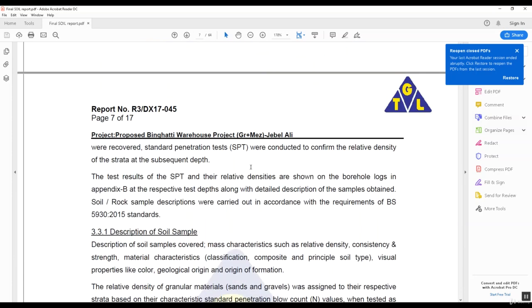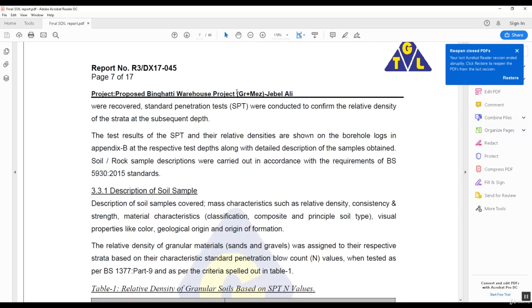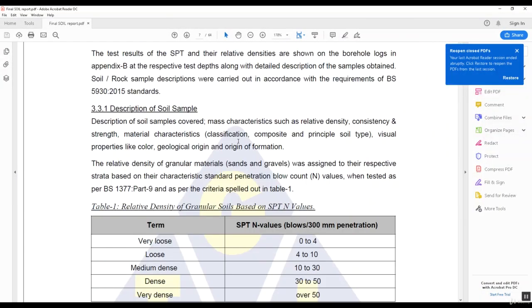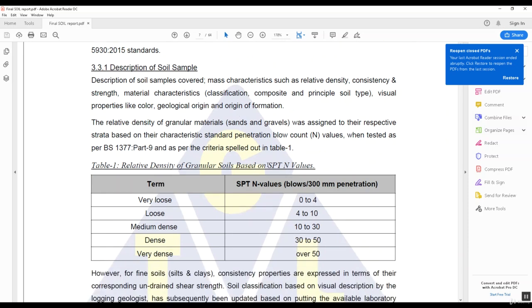What information can I get from here? As seen, he said this is for ground and mezzanine only, 2 floors. He said he got this information from me before, then added it here. He gets this in N value. In N value, he said, for example, from 0 to 4, very loose. That means the soil is very loose. From 4 to 10, it's loose. From 10 to 30, it's medium dense. Then dense, and very dense, over 50 N value, 50 blows.